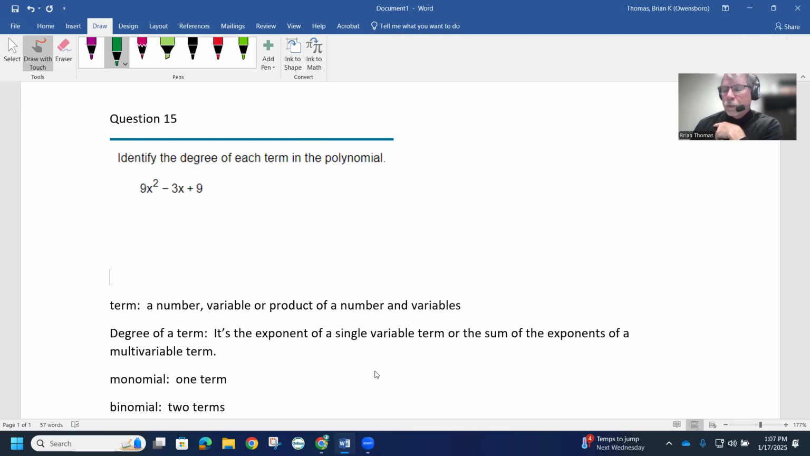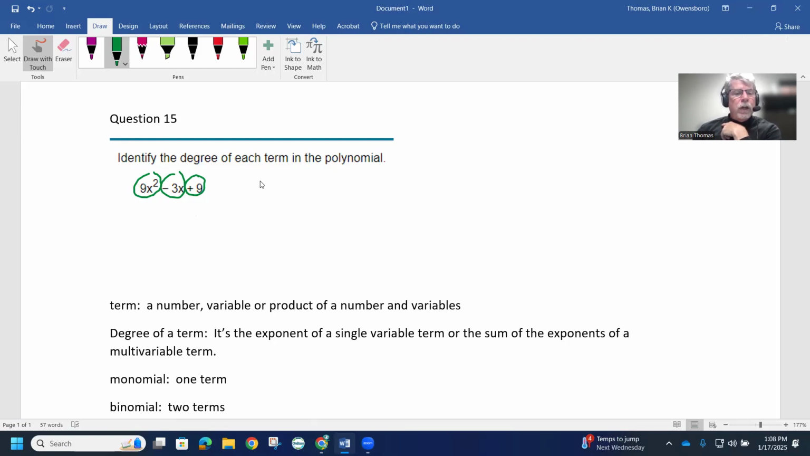So if we look at this example, this is described as a three-termed expression. So this is a trinomial. And to see the terms, what I use is a circle. So I circled the first term. When I circle the second term, I include the subtraction symbol with it. And when I circle the third term, I include the addition symbol with it.